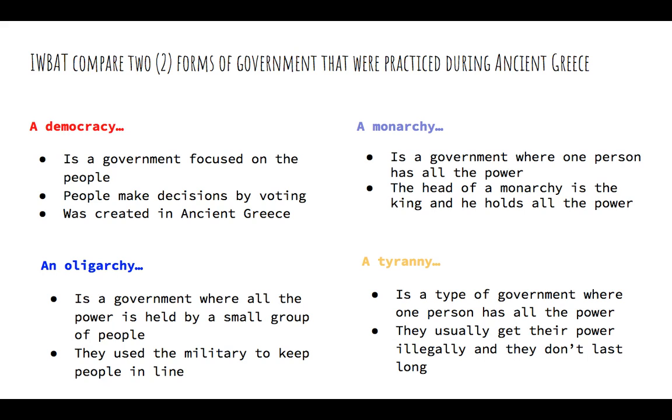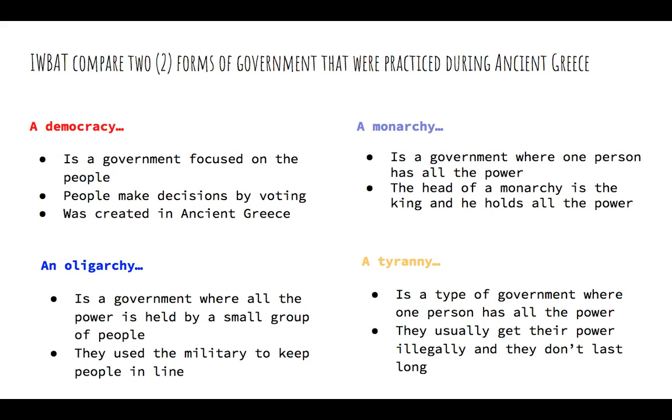An oligarchy is when a government has a small group of people that hold all the power. It's a small group of people. They decide the rules for everybody, and one way they keep everybody in line is through the military, because remember, the military is a part of the government, and the government, whoever's in charge, can tell the military what to do. So oligarchy is a small group of people.